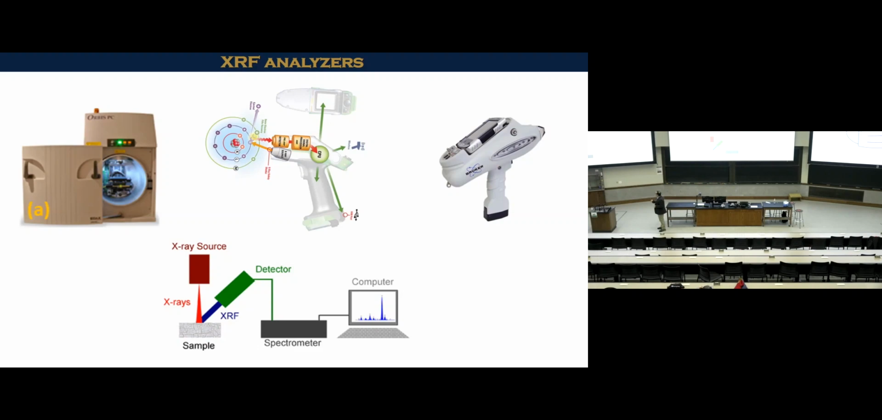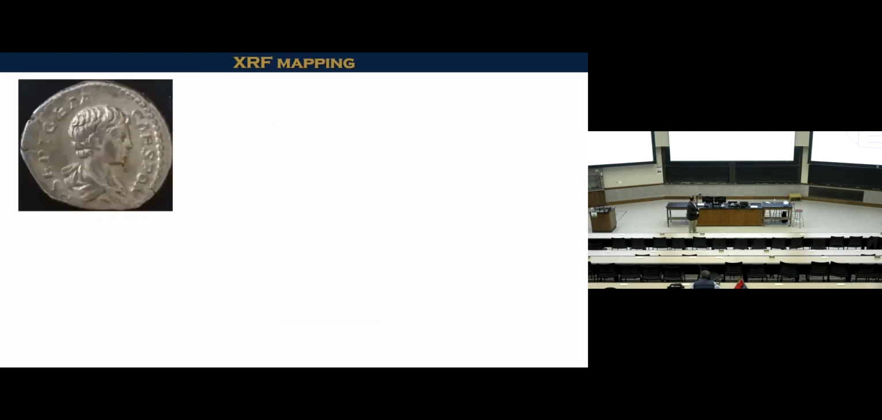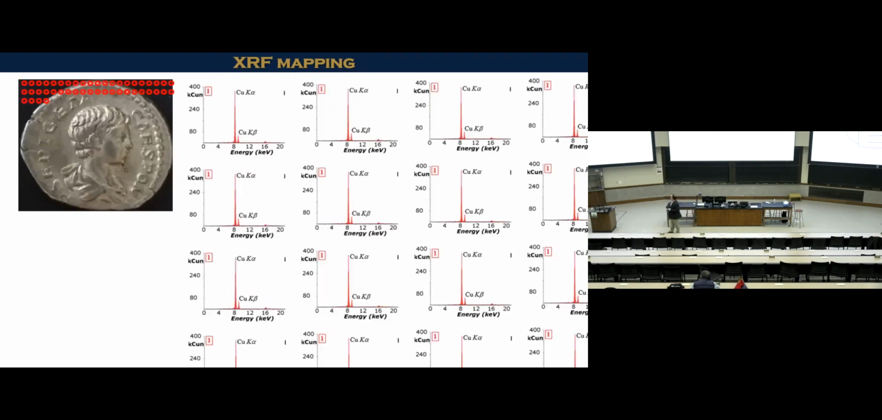You shine X-rays on the object, and then characteristic X-rays generated from the object are collected by a detector, and then analyzed by a spectrometer, and then eventually you get spectra on a computer, and then you can do lots of quantification. So the first, more complicated instrument also has these features. You can have a very small beam of X-rays, and then you can scan the surface with the beam and generate hundreds of thousands of spectra, one from each data point.